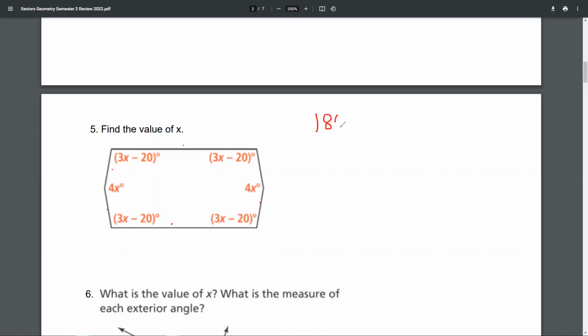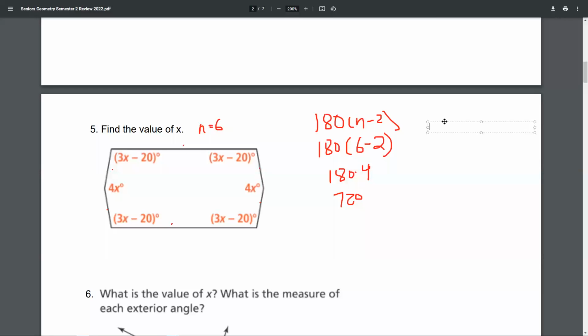So the sum of the interior angles is equal to 180 times n minus 2. So we have 6 sides, so n is going to be equal to 6. Right, 6 sides means n equals 6. And then we have 180 times 4, which is 720. So we know all of these angles are going to add up to 720.